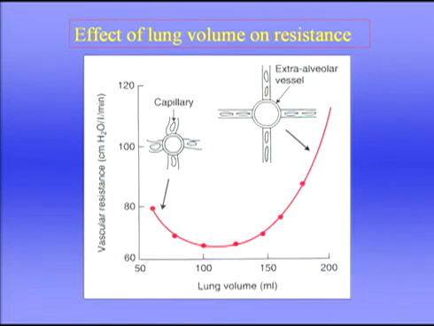Now, lung volume has an important effect on pulmonary vascular resistance. For example, if we reduce lung volume to a low level here, and again, these are data from an animal preparation, then what happens is that the extra-alveolar vessels become smaller in caliber. We talked about that before. What happens is that the radial traction of the alveolar walls around them is reduced because lung volume is reduced, the tension in the alveolar walls falls, and so the extra-alveolar vessels become smaller and vascular resistance rises.